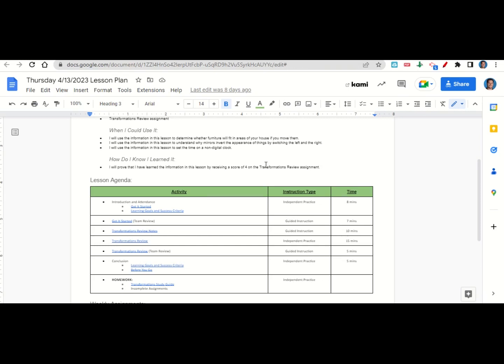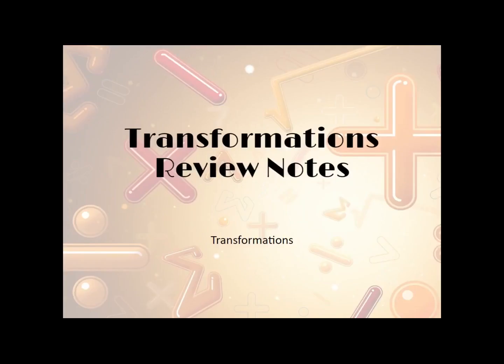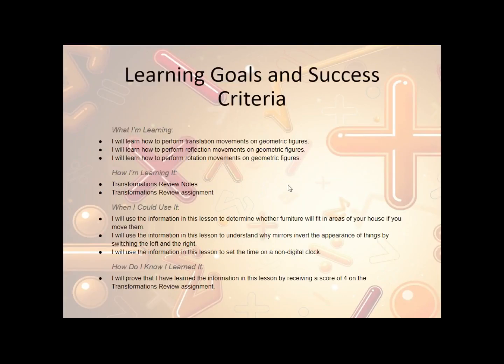At the end of class, we'll go back over our learning goals and success criteria while you fill out your Before You Go. Your only homework for tonight is continue working on the Transformation Study Guide and any incomplete assignments that you may have. Let's take a look now at the Transformations Review notes. The notes begin with the learning goals and success criteria.